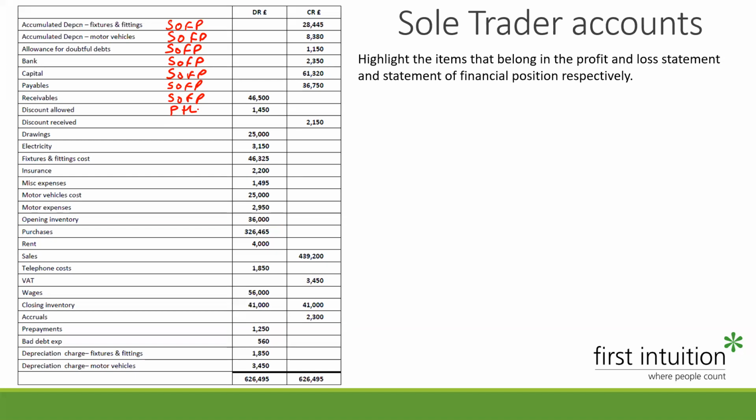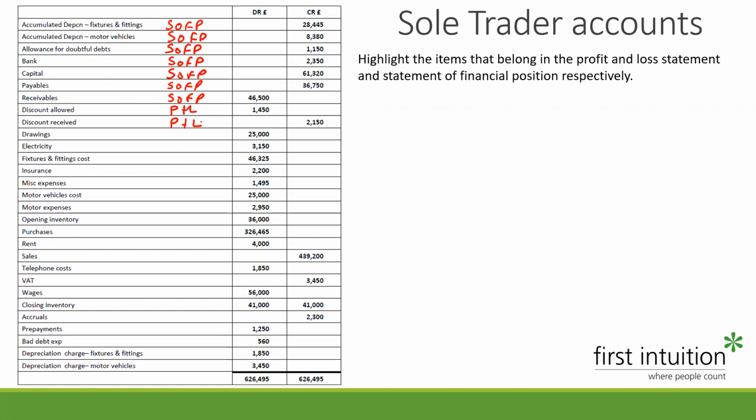And then discounts received. Now, again, I think we can just use the process of elimination here, can't we? Let's apply dead click again. We're looking at the credit side. It's not capital. It's not a creditor. Is it liability? No, it's income. So it's in the statement of profit and loss. So we consider it another form of income, just as we consider discounts allowed an expense.